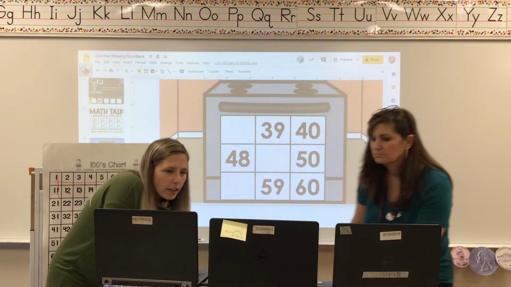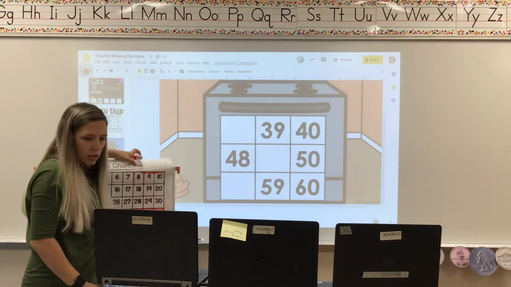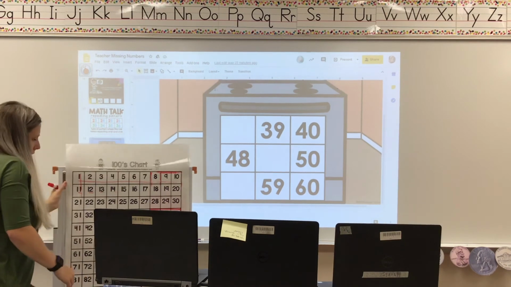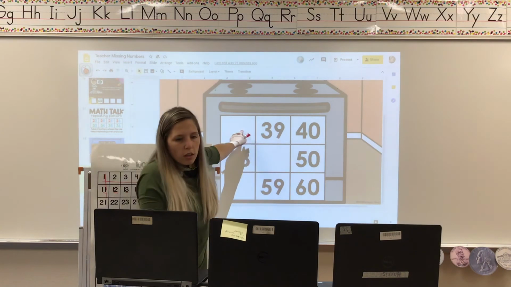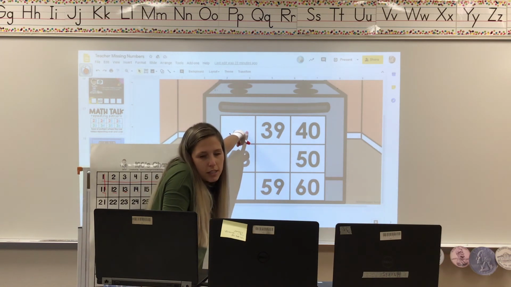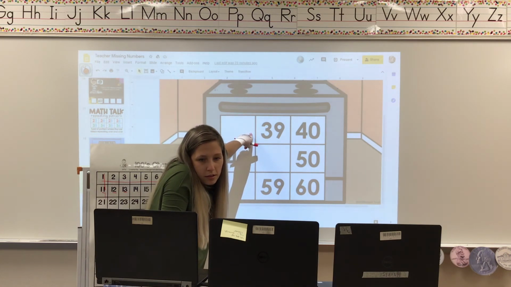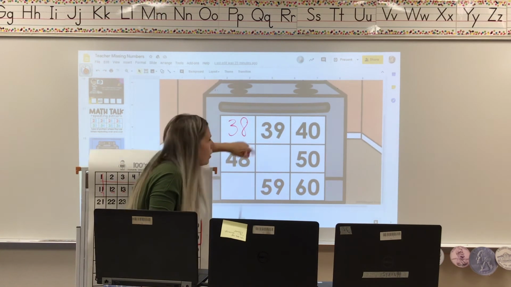All right, my friends, we're gonna fill it out now. So if I'm looking at my hundreds chart, which you guys can't really see because it's too low. All right, the first number, so I have 39 and 40. So what number comes before 39 would be Chloe Stevens. I'm sorry, Chloe. I can't read today. Chloe, what number comes before 39? Good job. 38. 38, 39, 40.